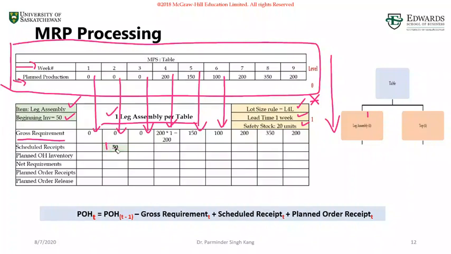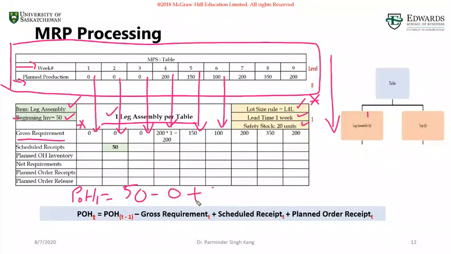So from here we can start calculating the planned on-hand inventories. The planned on-hand, POH, for week 1 is going to be the planned on-hand for T-1, the previous period. We are here in week 1. Remember what I said: when you're in period 1, the planned on-hand for the previous period is going to be the beginning inventory. So that's going to be 50, because that's what the previous period was. From here, the gross requirement is 0.